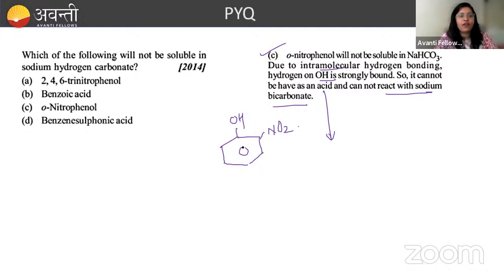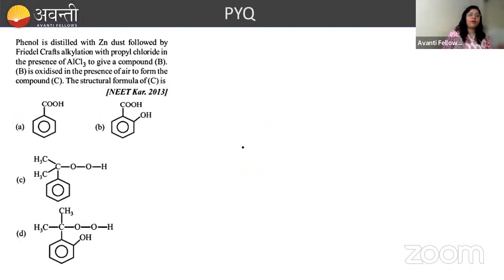Next, phenol is distilled with zinc dust followed by Friedel-Crafts alkylation with propyl chloride in the presence of AlCl3, which gives compound B. Right? B is oxidized in presence of air to form the compound C. The structural formula of C is. Yeah, this is again a very good question. Let's try to solve this question.